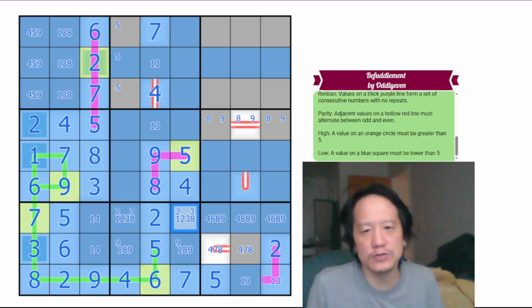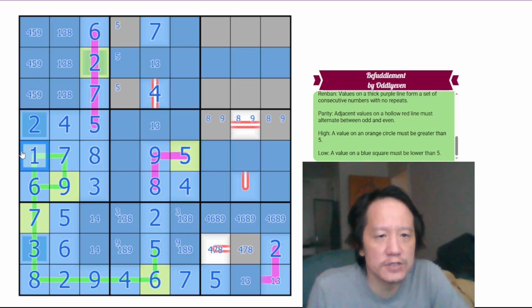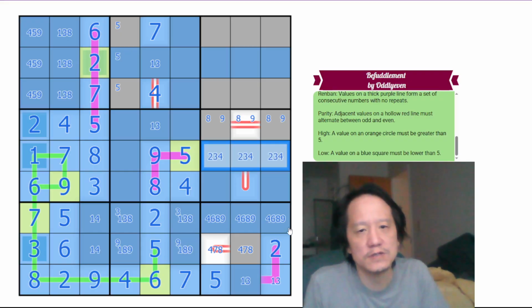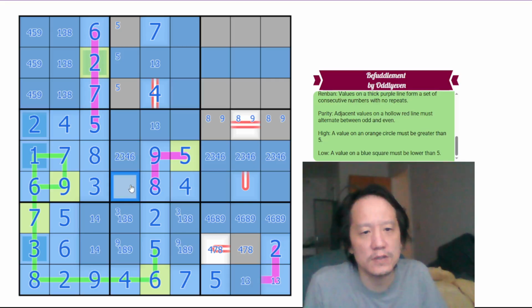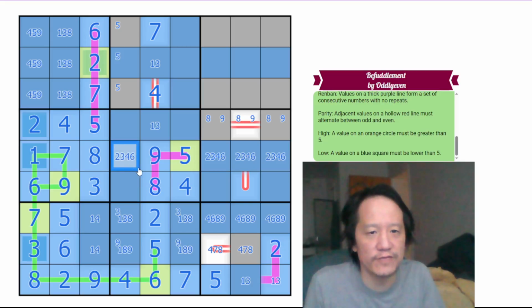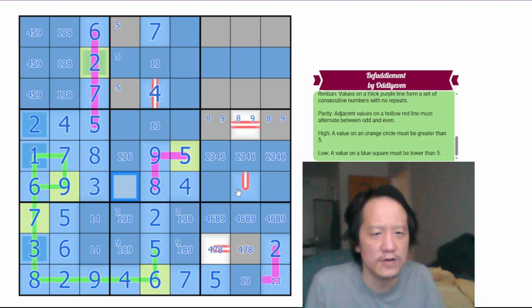This cannot be 2. Remaining digits in row 5: we have 2, 3, 4, and 6. And remaining, this can't be 4 because of the 4 in the box. Remaining digits in row 6 are 1, 2, 5, 7.